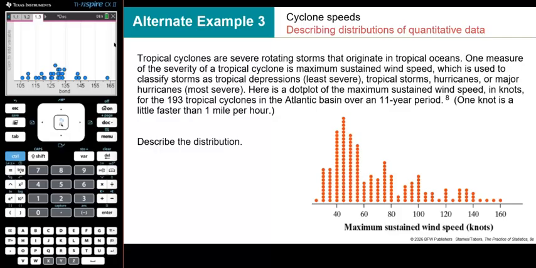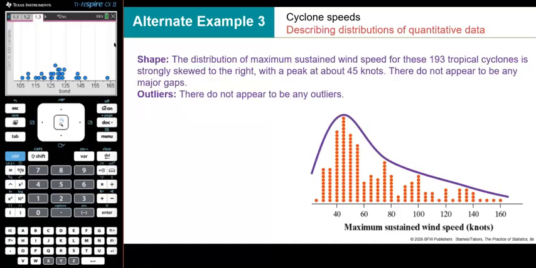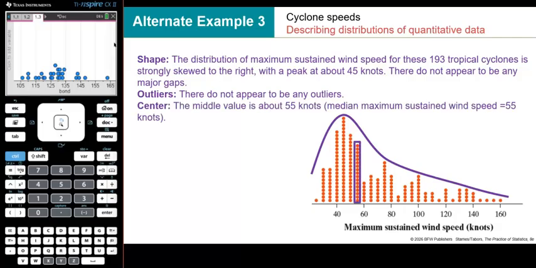Center. So it definitely skewed to the right. So the center, the middle value is about 55 knots. So the median sustained speed is 55. You might go, well, how did they find that? Well, there's 193 different dots on this graph. They told us that. The peak is 45. That'd be the mode, I guess, if you wanted to know the mode. So the median is a measure of center there.